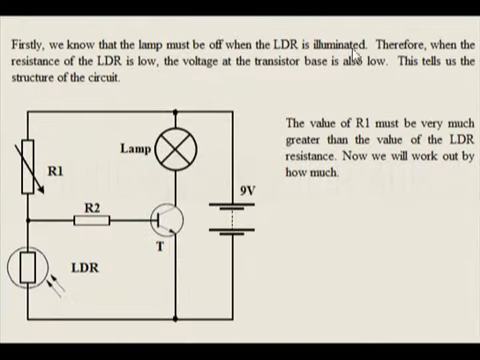Firstly, we know that the lamp must be off when the LDR is illuminated. Therefore, when the resistance of the LDR is low, the voltage at the transistor base is also low. This tells us the structure of the circuit. The value of R1 must be very much greater than the value of the LDR resistance. Now we will work out by how much.